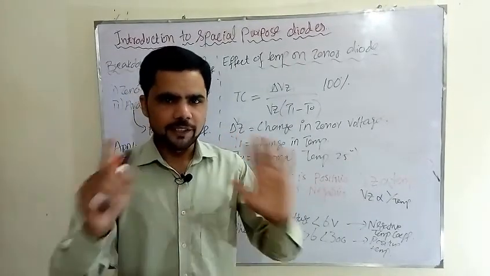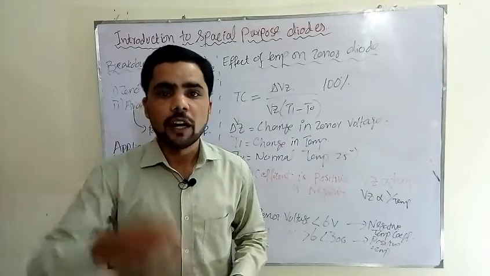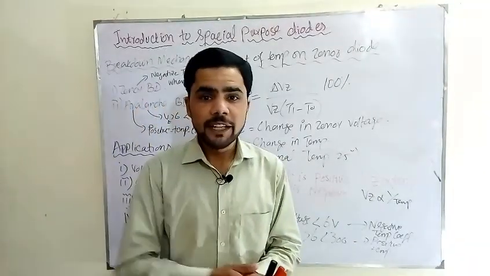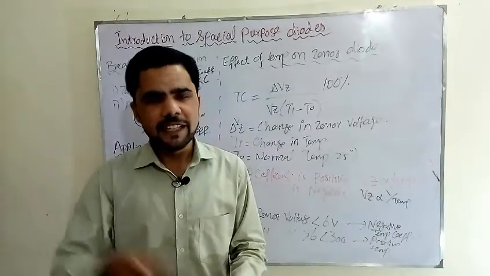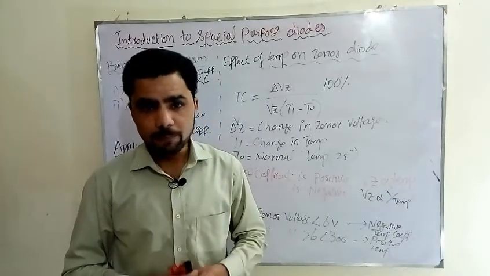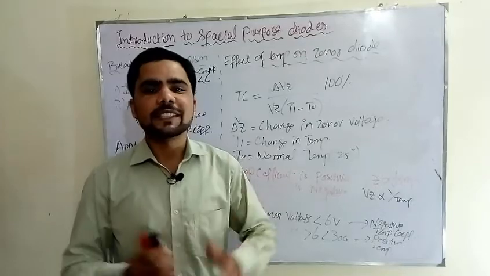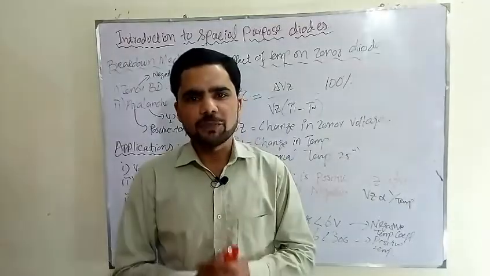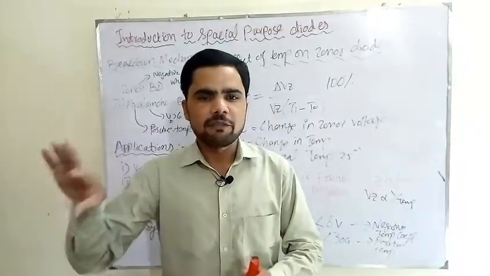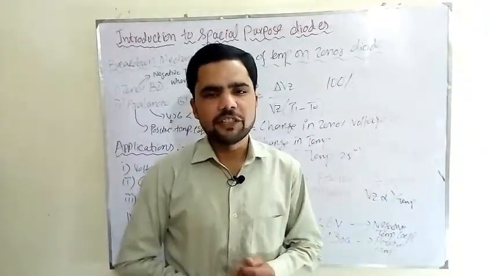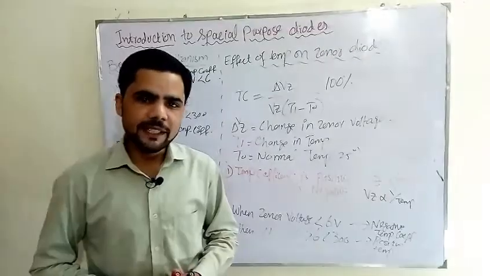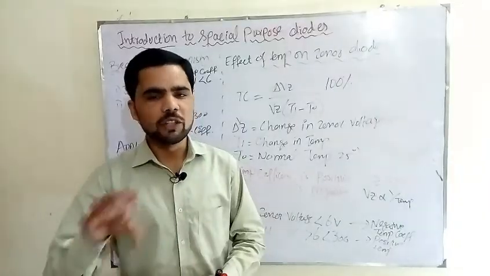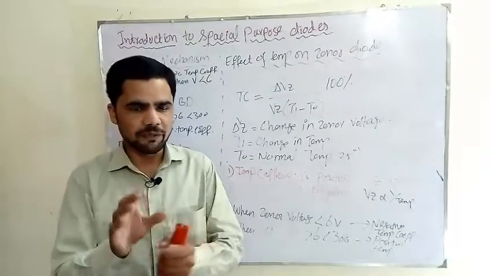In a general purpose diode, reverse bias resistance is very high, so there is no current and no conduction in the reverse bias direction. But in the case of the Zener diode, reverse bias resistance is very small, so current flows in the reverse bias direction and it can be operated in the reverse breakdown region. This is the simple basic difference.